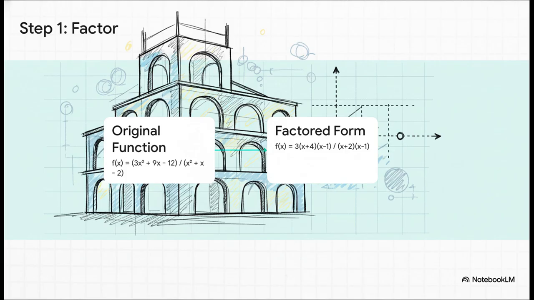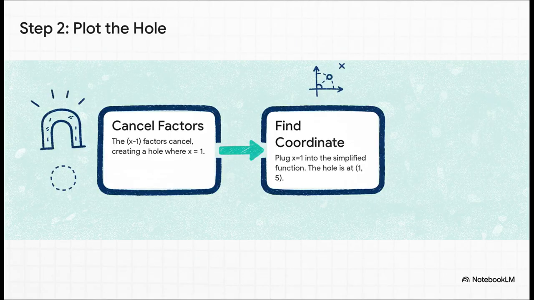And wait a second, do you see that? We've got an x minus 1 on the top and on the bottom. That's going to be important. And since those x minus 1 factors cancel each other out, what does that mean? Yep, we've got a hole. To find where, we just set x minus 1 equal to 0, which gives us x equals 1. Then we plug that 1 into our simplified function, and out pops y equals 5. So let's go ahead and put an open circle right there on our graph at the point (1, 5).